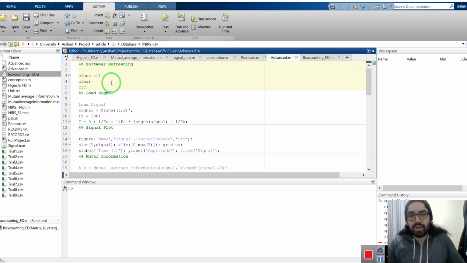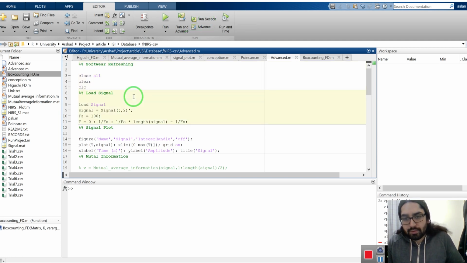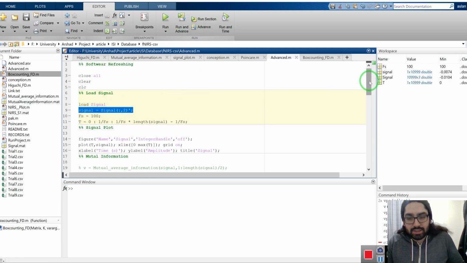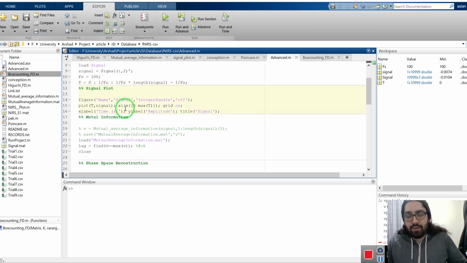to do that. The first one, as you know, is for clearing the workspace, command window, and so on, to refresh your Matlab and computers. And in the next one, you load a complex signal, which I determined here as a COP signal. It is one of the biological complex signals that there is.